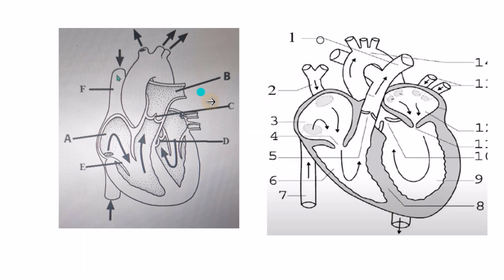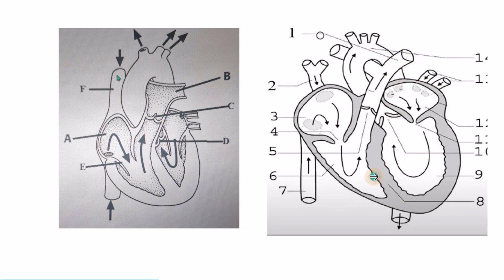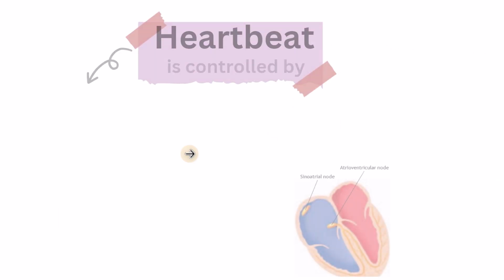Here you have some questions about the heart. You can answer them. For example, what is number 1? Number 1 is the pulmonary artery. What about number 2? It's the superior vena cava. Number 3? It's the right atrium. Number 4? Here we have the tricuspid valve. Number 5? Also a valve, named the pulmonary valve. Number 6? It's the right ventricle. Number 7 is the inferior vena cava. You can continue with the others and quiz yourself.